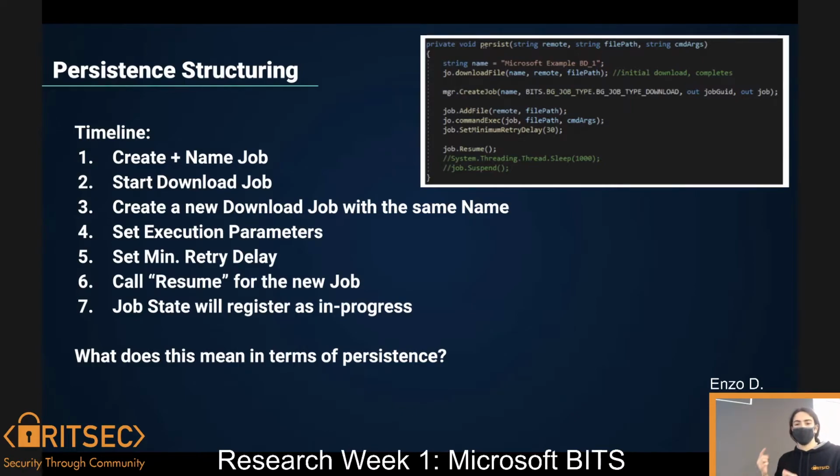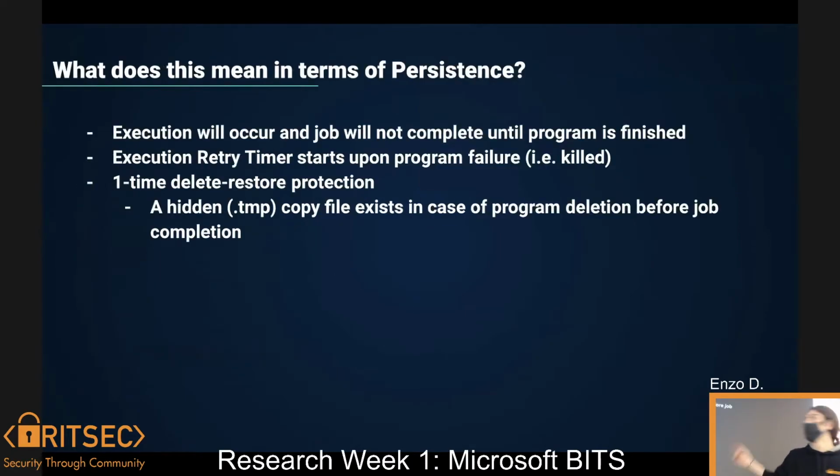And then as the program that you want to execute is running, oh, actually, I think I talked about it on the next slide. Oh, yeah, I do. So as the second job is running, it won't be in the full complete state until the program is finished, like it returned code 0. So upon program failure, if it's killed or anything of the like, the timer will start again and it'll restart.